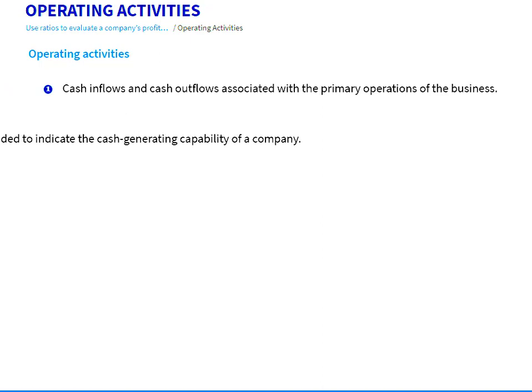Operating activities. This section of the statement of cash flows presents inflows and outflows related to the primary operations of the business. Analysts have noted, however, that cash provided by operating activities fails to take into account that a company must invest in new property, plant, and equipment and maintain dividends at current levels.